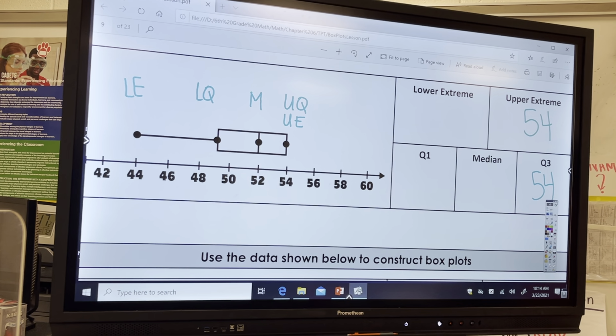All right, you have two where they gave you all the numbers. All you have to do is create the box plot. So I want you to go ahead and do those two.